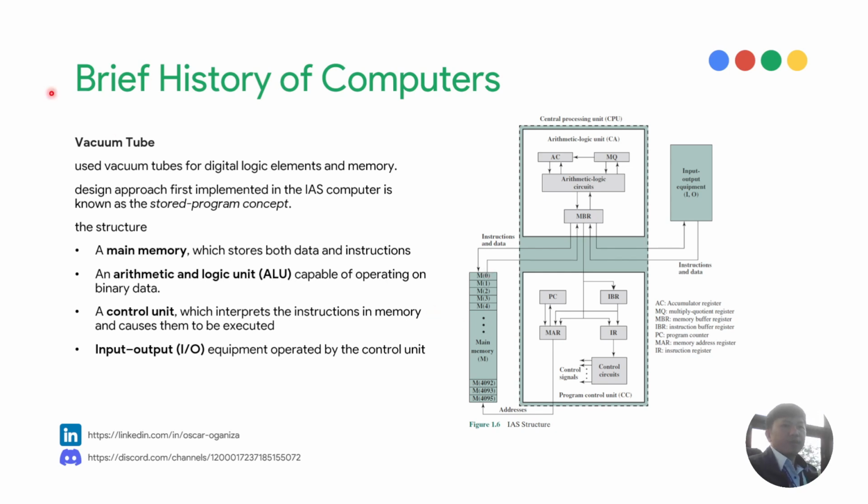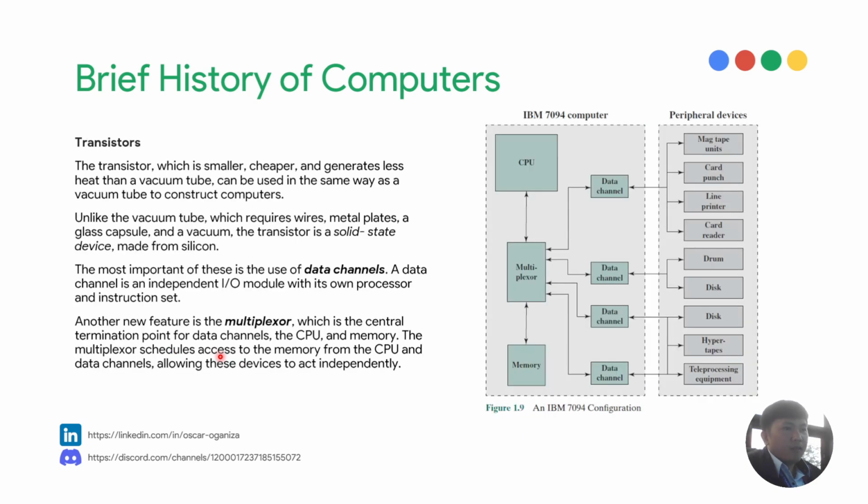So that's how vacuum tubes are designed, or that's the architecture of the vacuum tube before, in our basic computers. It has a main memory where the instructions and the data are. We have the ALU, the arithmetic and logic unit, where the operations on our binary data happen. The control unit is where the interpretation or decoding of instructions from the memory happens, causing them to be executed. And last is the input-output equipment operated by the control unit. So that's the vacuum tube.